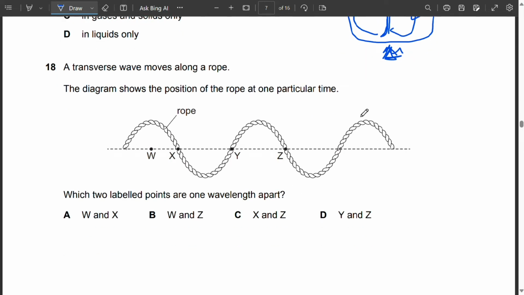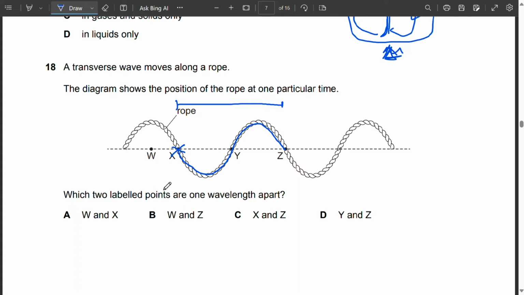18th. The transverse wave moves along a rope. The diagram shows the position of the rope at one particular time. Okay, now this is a transverse wave. Now, which two labelled points are one wavelength apart? So first of all, see what is one wave. Now, if we consider a point X, see this is one wave. This makes a complete wave, and the distance moved by that one wave is known as the wavelength.